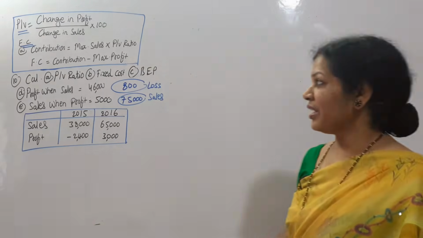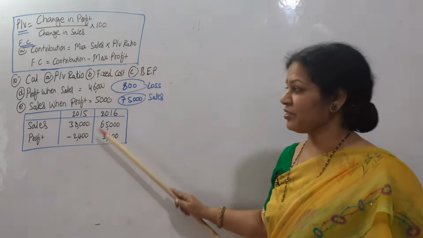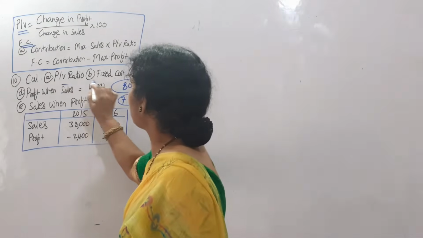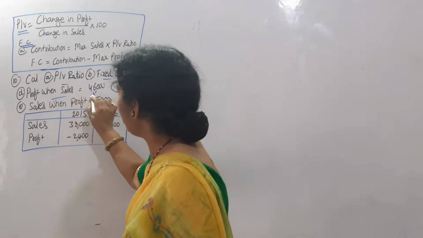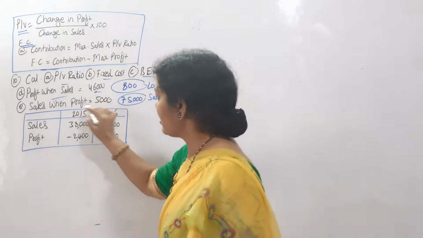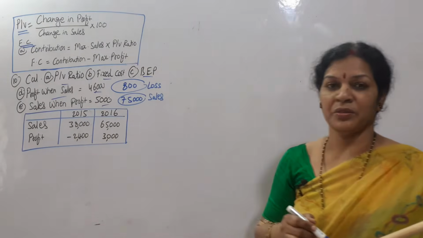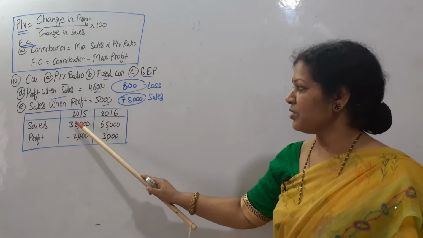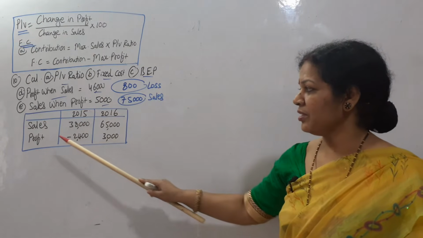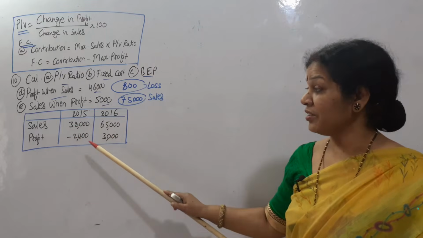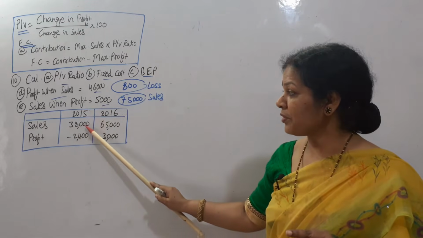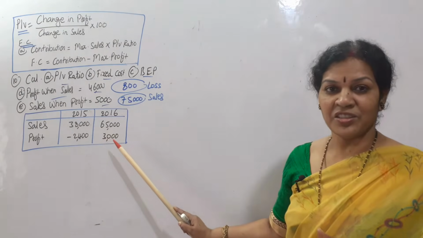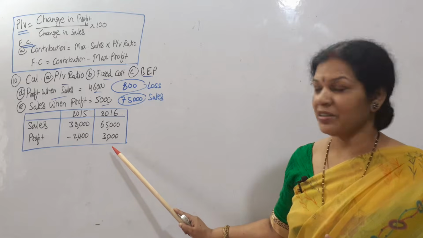Now coming to the class, the problem is given like this. Calculate PV ratio, fixed cost, BEP, profit when sales are 46,000, and sales when profit is 5,000. What is given to us? Sales and profit for the 2015 year and 2016 year. First, the 2015 year profit is here, minus 2400, which means it is a loss. Next year's profit is given too.